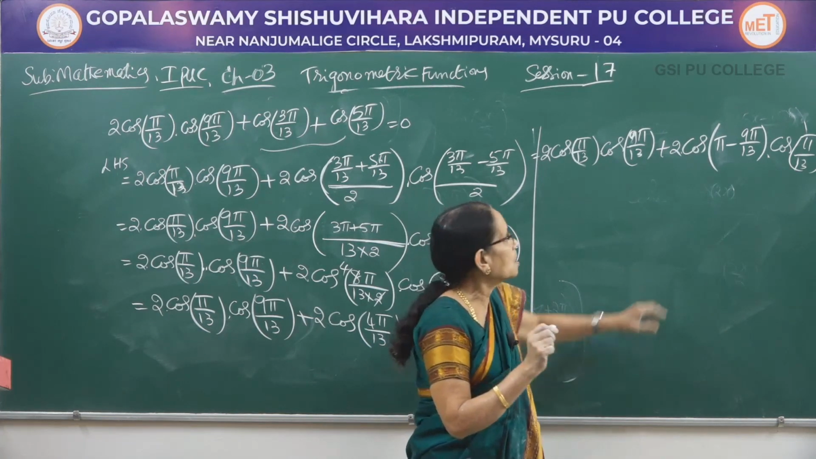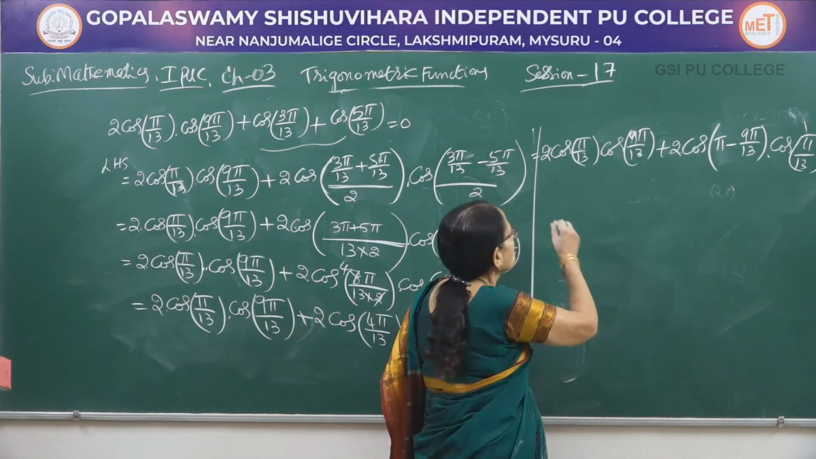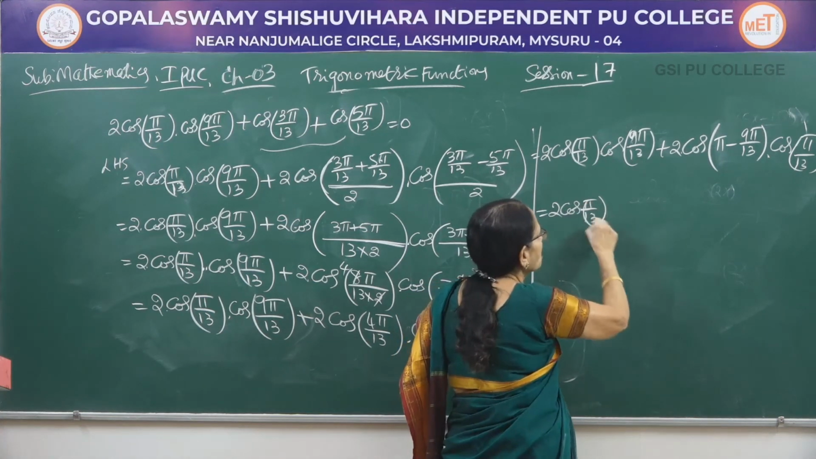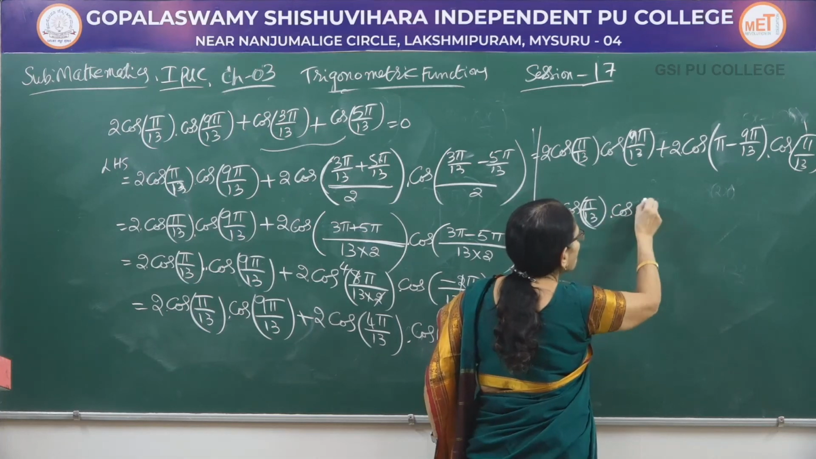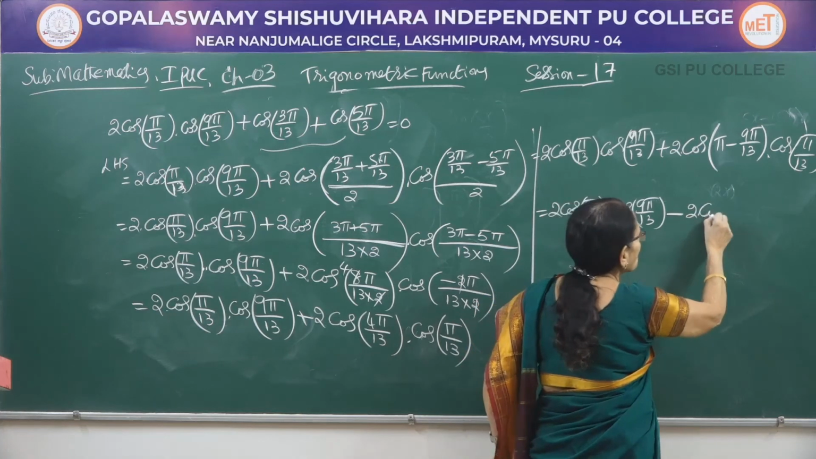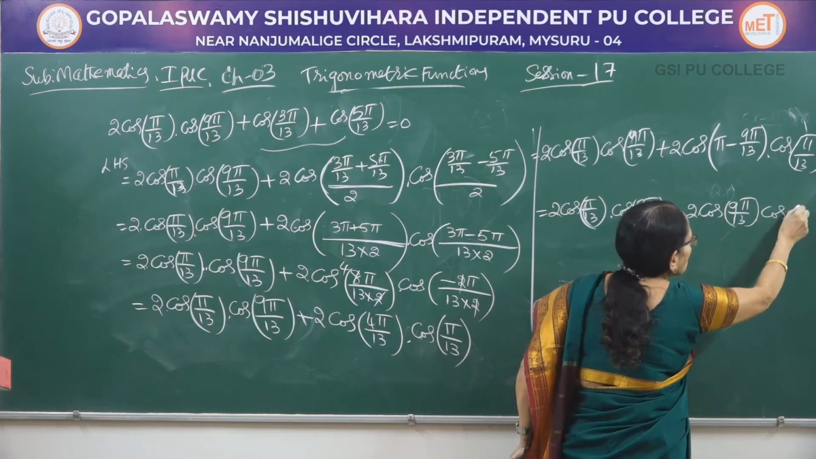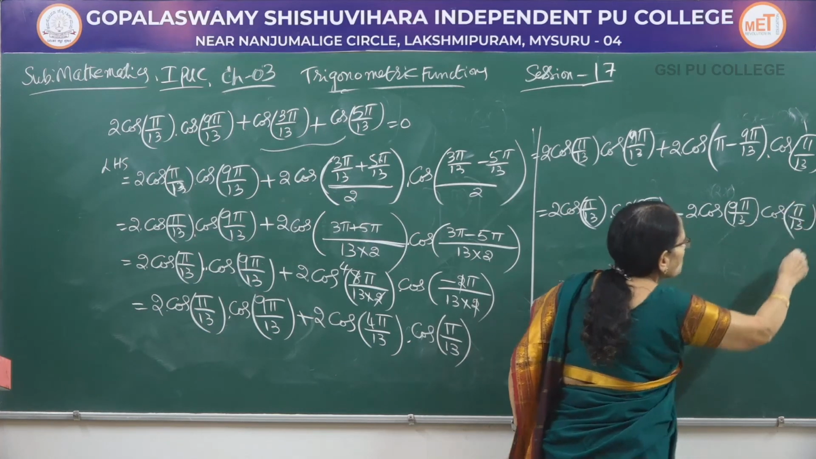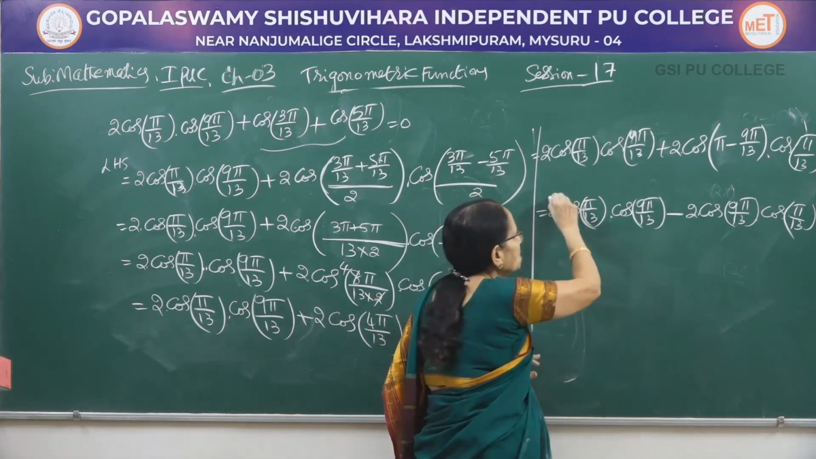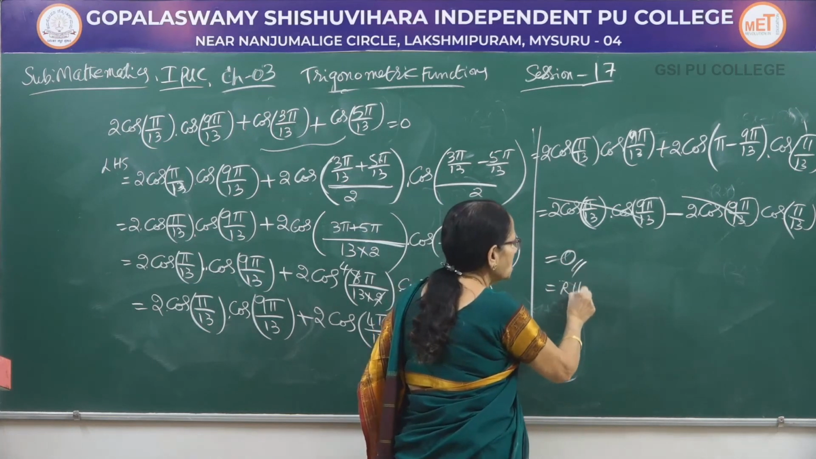cos is negative. And also when I am using pi or 180 degrees, the same trigonometric function continues. So how do you write this one? It is 2 cos pi by 13 into cos of 9 pi by 13 minus 2 times cos of 9 pi by 13 into cos of pi by 13. Now you observe the same product we are having. One is positive, the other is negative. So they get cancelled. Hence we get 0, which is the right hand side.